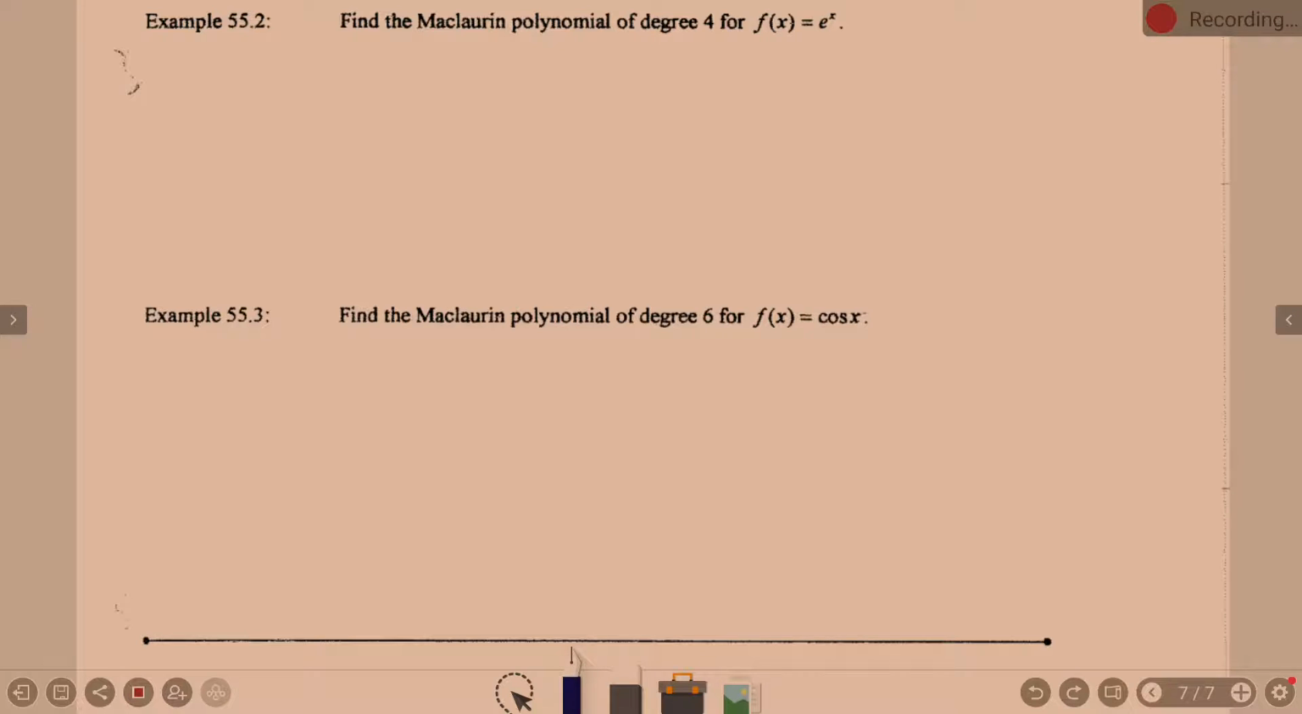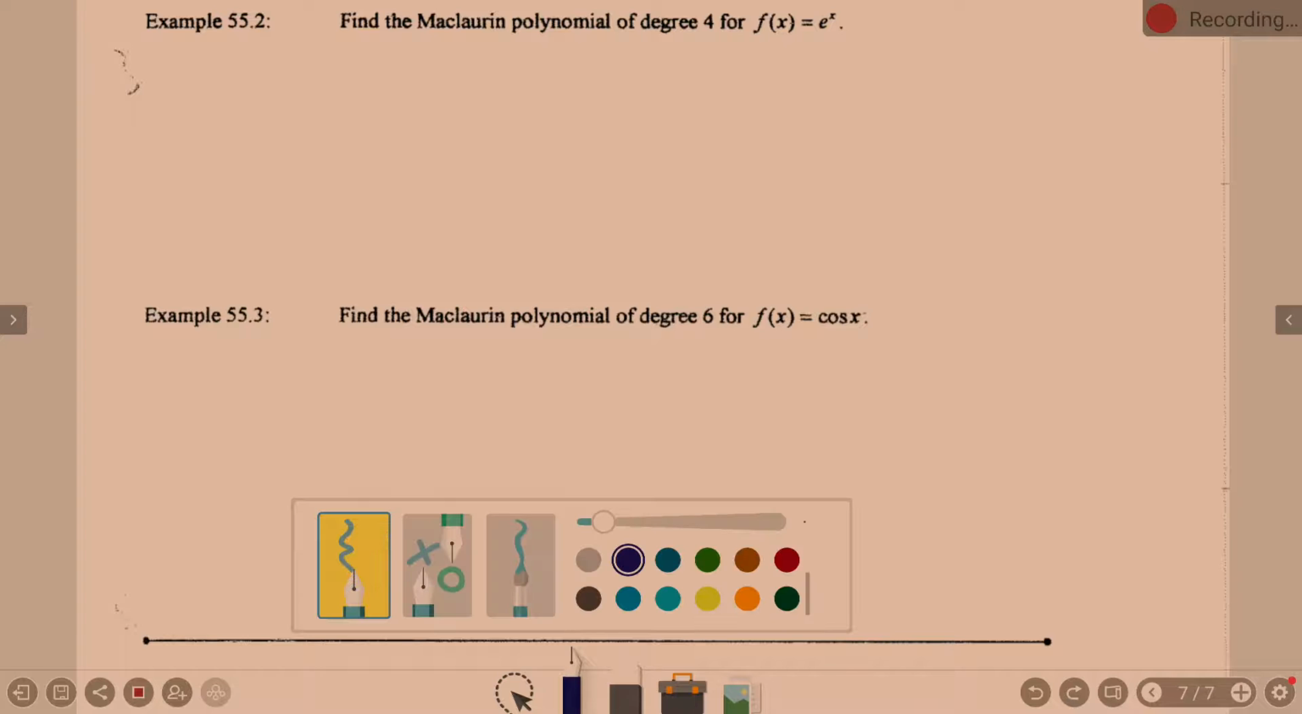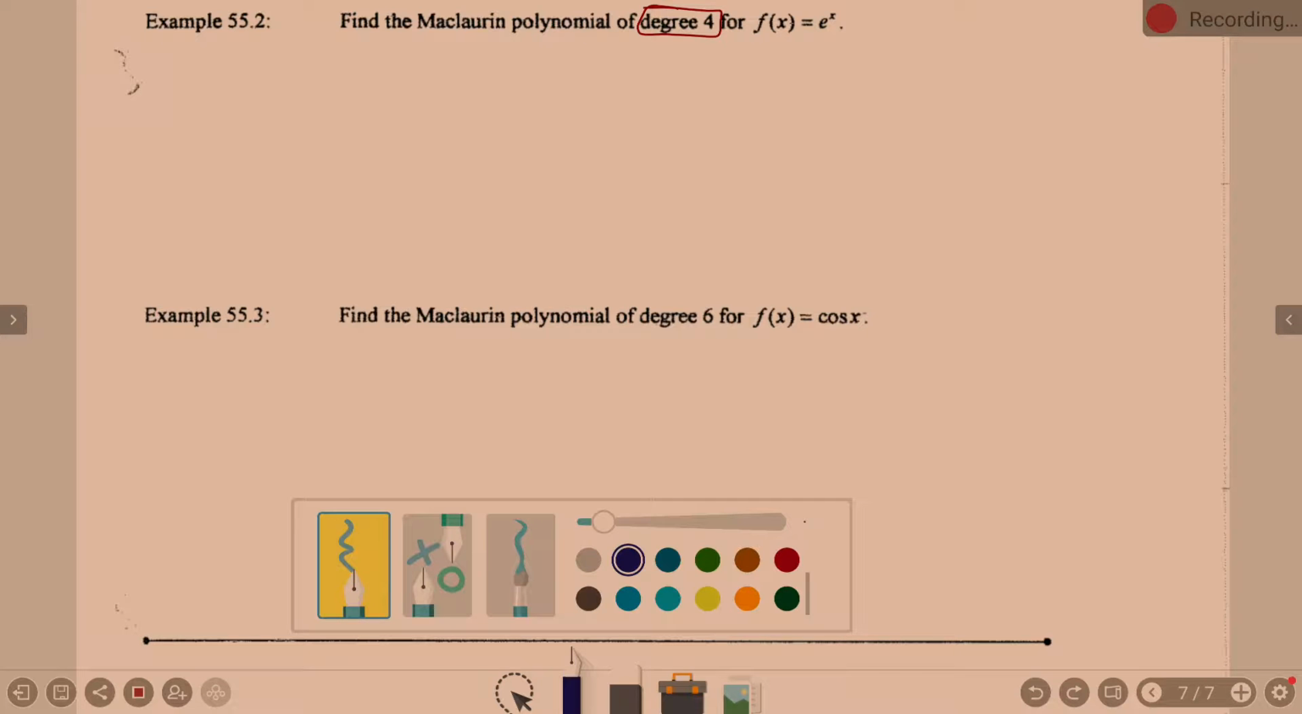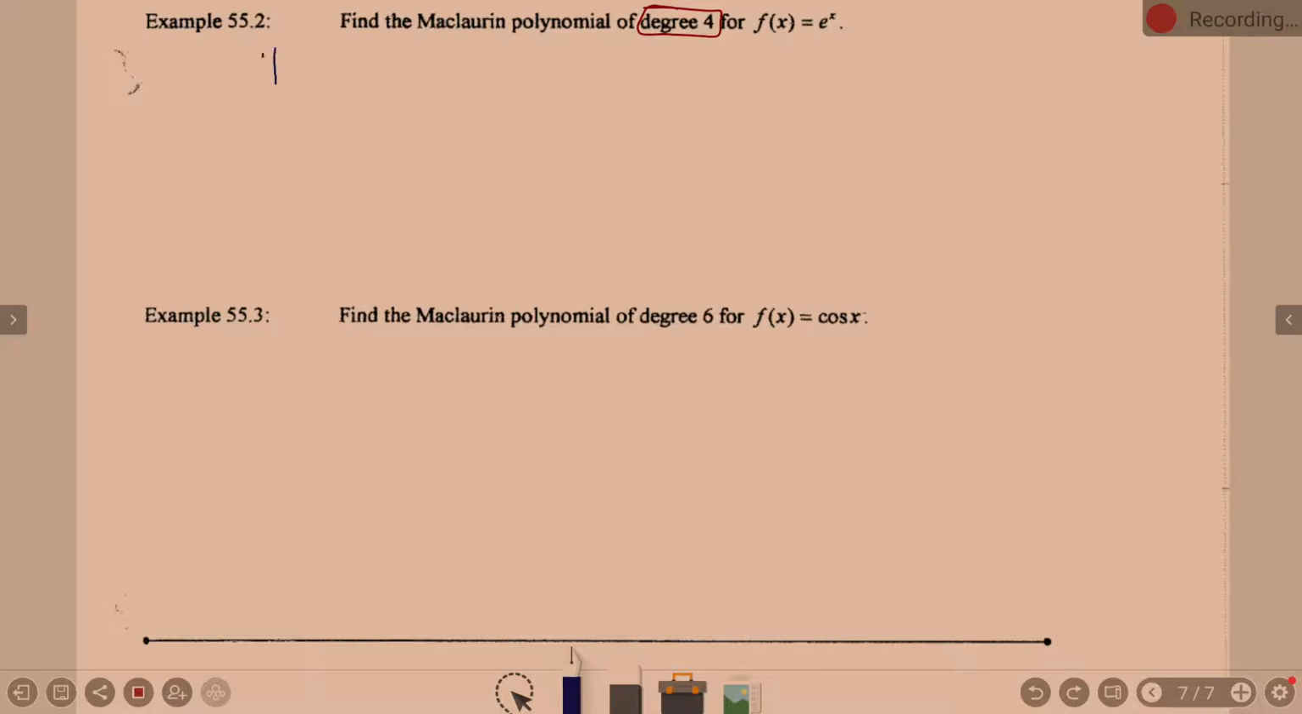Find the Maclaurin polynomial of degree 4. Notice it's specifically mentioning degree 4 for f of x equals e to the x. So this means as we write this out, we're going to go up to x to the 4th. I'm going to write it out similar to how I started off last time. As you get more used to this, you might be able to skip that initial step I'm doing, and that's fine. But for the benefit of notes and us being beginners today, I'm refreshing my brain as I go too, because this is not something we see a lot.